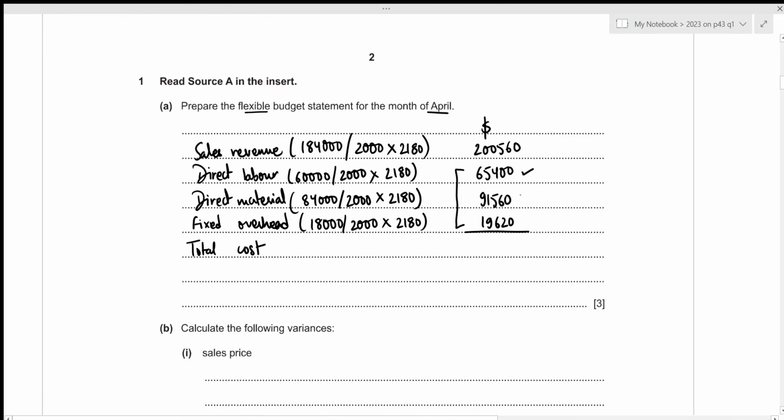So that will be 65,400 plus 91,560 plus 19,620, which results in 176,580. Now we can calculate our profit by subtracting this total cost from the revenue. So that's just going to be 200,560 minus 176,580, which results in a profit of 23,980. That is all for the first part of this question.